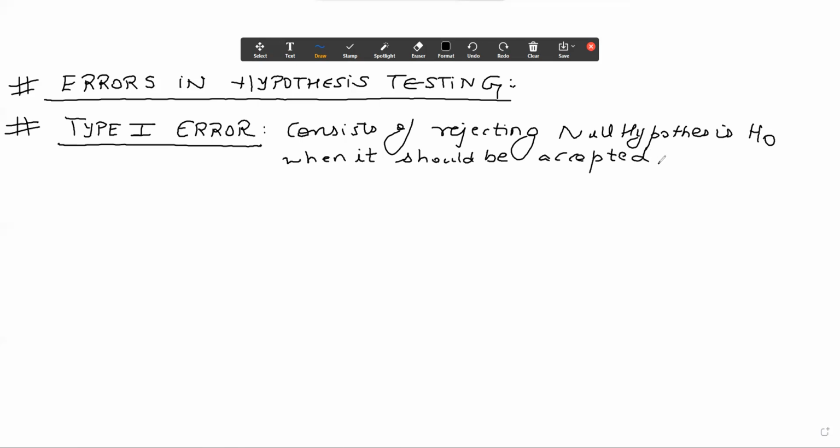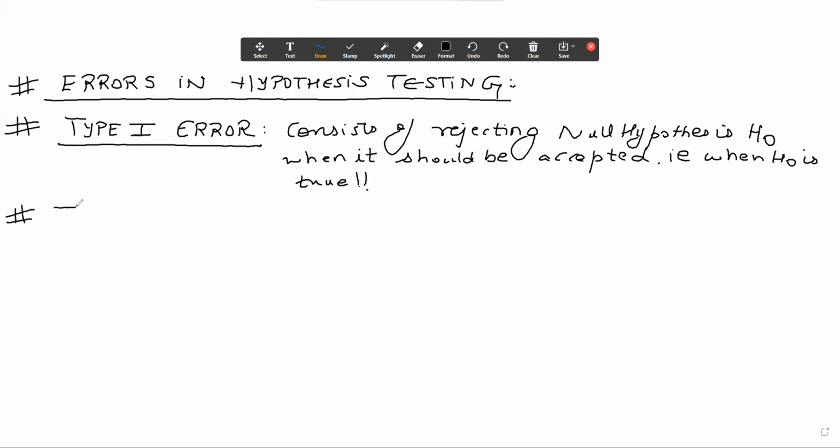That means, guys, when you are rejecting the null hypothesis when ideally it should be accepted, you are making an error, right? What is the error you are making? You are rejecting the null hypothesis when ideally it should be accepted. This is called the type 1 error. So when it should be accepted, that is when H naught is true, you are rejecting the null hypothesis when it's true.